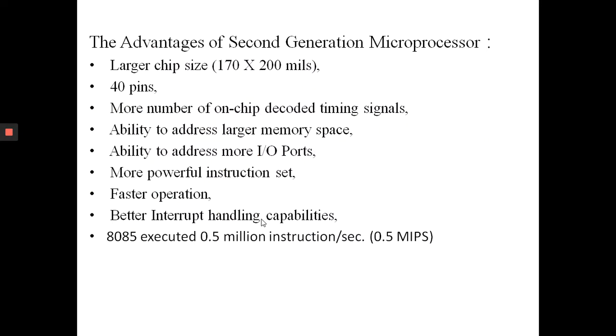The advantages of second generation microprocessors: larger chip size, 40 pins, they were in the DIP package, dual in-line package, more number of on-chip decoded timing signals, ability to address larger memory space, ability to address more I/O ports, more powerful instruction set, faster operations, better interrupt handling capabilities. The 8085 executed 0.5 million instructions per second, or speed was 0.5 MIPS.